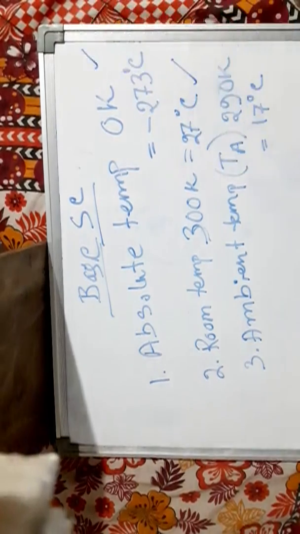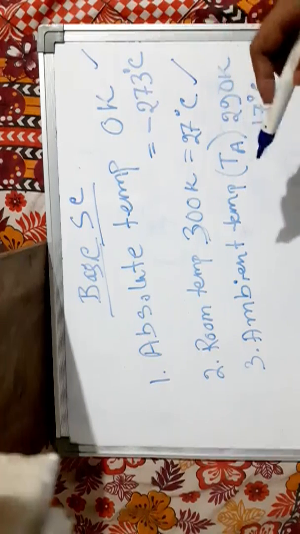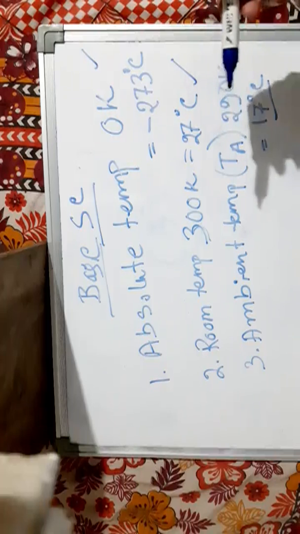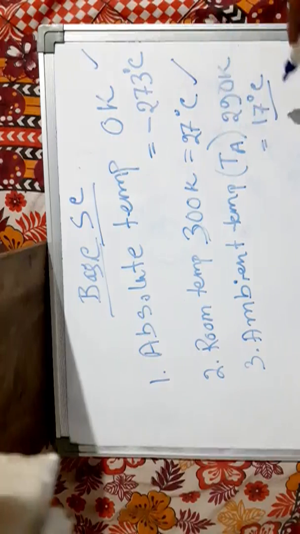But in ambient temperature, 17 degrees Celsius, all communication systems, antenna and transceiver signal to noise ratio can be calculated. So about this, we need to know about the three temperatures.